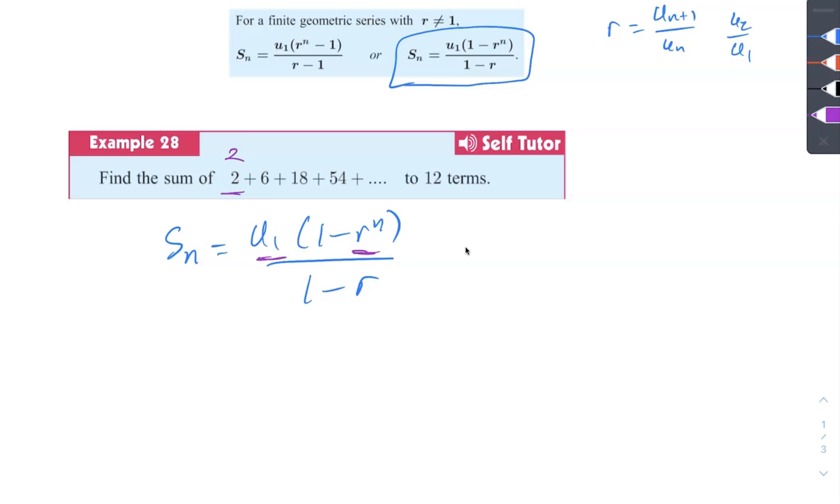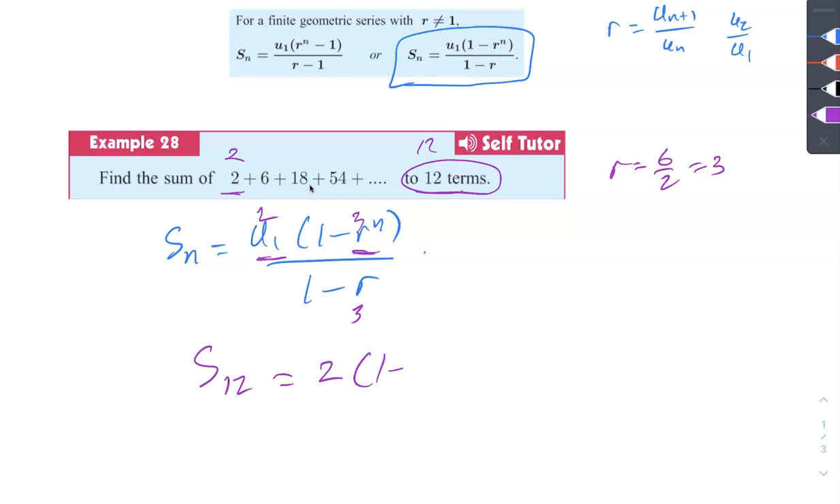And we need to find R. Now remember, R is just you pick a term, put it over the one before it. So 6 over 2 is 3. You can also put 18 over 6, 3. 54 over 18, 3. And then N is 12 terms. So if I want the sum of the first 12 terms, it's going to be 2 times 1 minus 3 to the 12, over 1 minus 3.